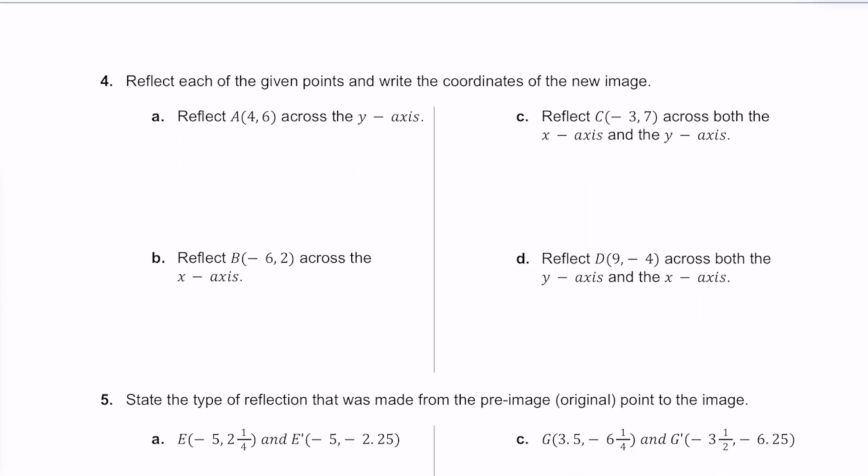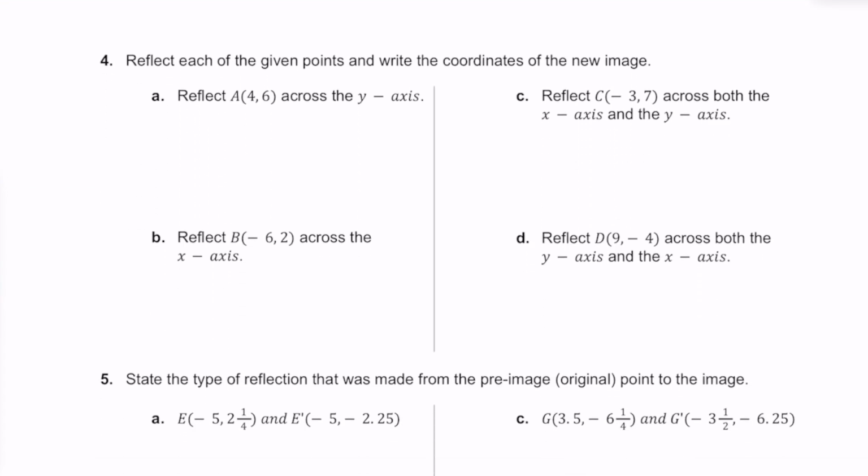All right, here is number 4. For number 4, we're going to be talking about reflections. So we're going to be flipping some points across the x and the y axis, and then we're going to go ahead and write the coordinates of this new image for each of these in particular. Okay, so for part A here, we're going to be reflecting this point of 4, 6. We're going to reflect it across the y-axis.